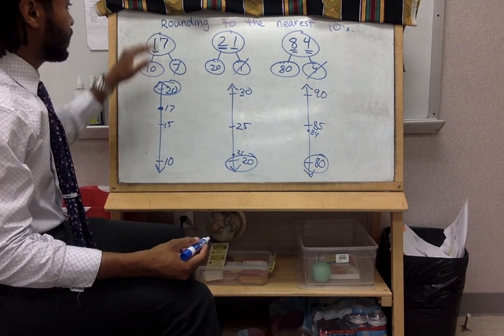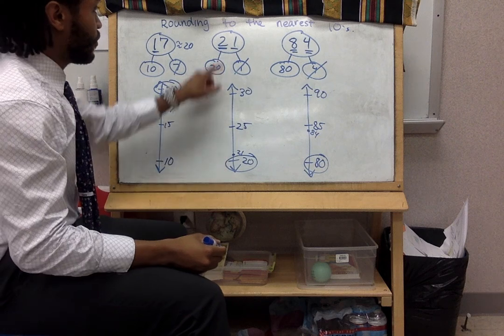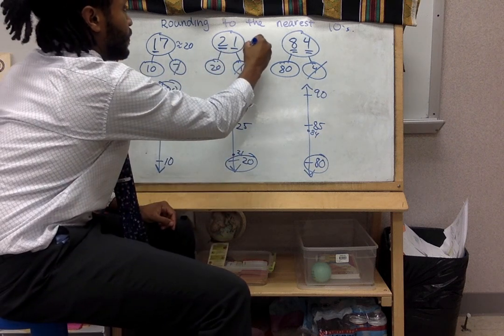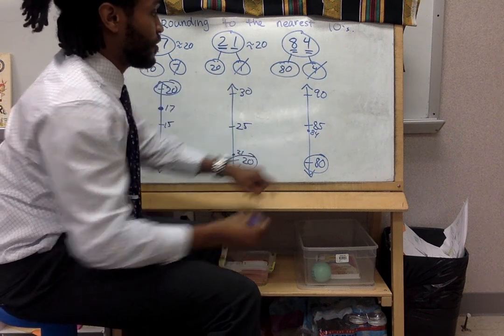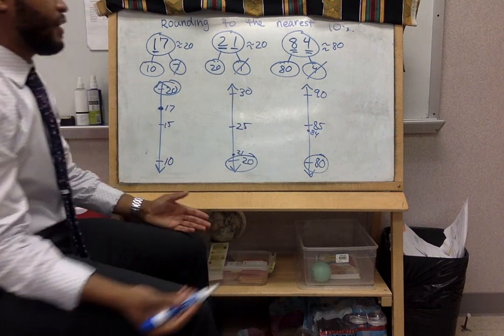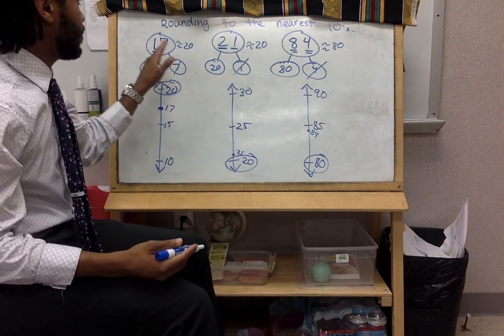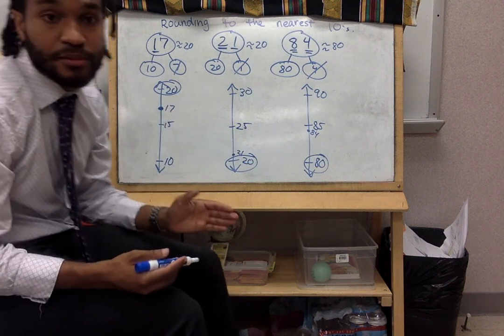So essentially, 17 is about 20, 21 is about 20, and 84 is about 80. And that's how we would round these 2-digit numbers to the nearest 10.